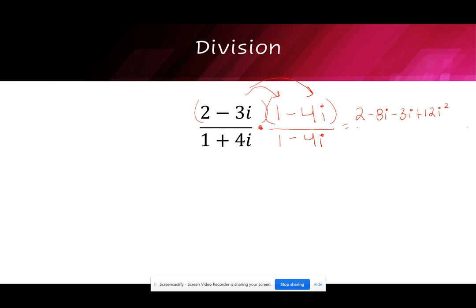And you can keep simplifying that. Actually, I'm going to do them separately. So then this i squared is negative 1. Negative 8i minus 3i is negative 11i. And we have 2. Or you can always think about it that i squared flips the sign. So we have 2 minus 11i minus 12. Negative 10 minus 11i is what's going to be up top. So I'm just going to write that over here.